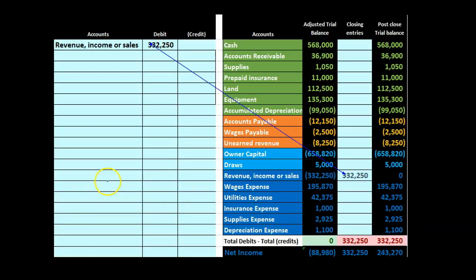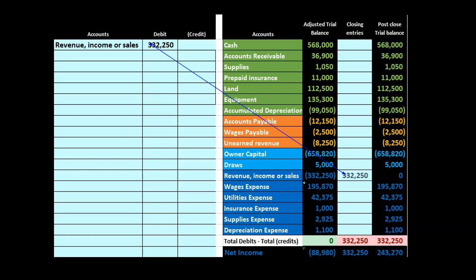So we're just going to build this as we go. We're going to start with the revenue. We can see that the revenue has a credit balance. We're just going to start with all the income statement accounts, and of course revenue is the first income statement account. We can see that it has a credit balance here by the fact that it has brackets. We're going to do the opposite thing to it to make it go down.